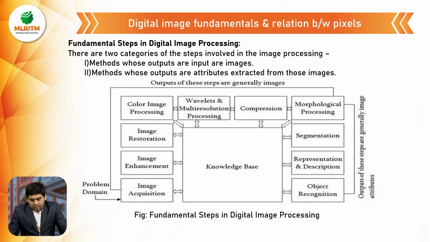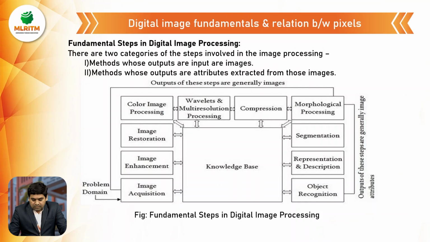First one, image acquisition. Second one, image enhancement. Third one, image restoration. Fourth one, color image processing. Fifth one, wavelets and multi-resolution processing. Sixth one, image compression. Seventh one, morphological processing. Eighth one, segmentation. Ninth one, representation and description. Last but one, object recognition.